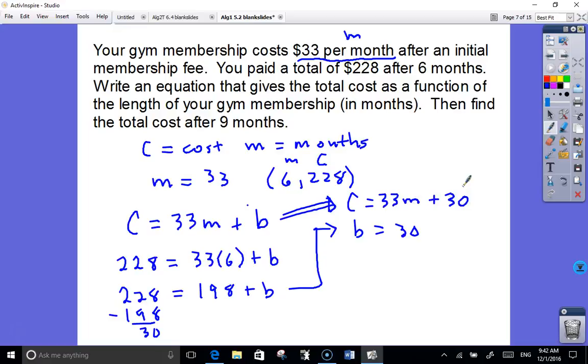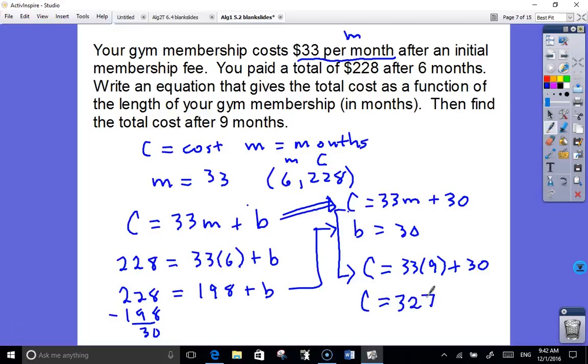Now find the total cost after 9 months. How am I supposed to use that 9? Substitute the 9 for m, right? So now the cost will be 33 times 9 plus 30. Somebody calculate. Say again? 327.